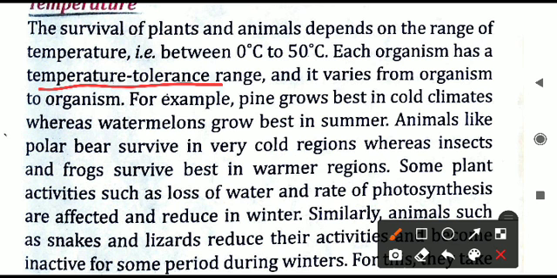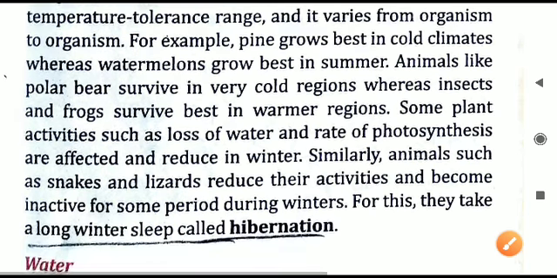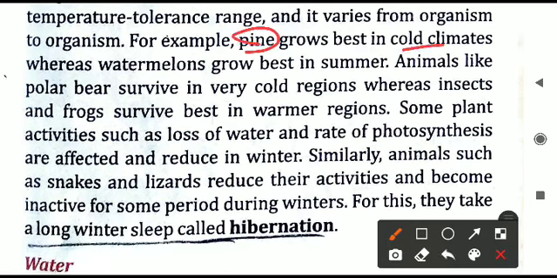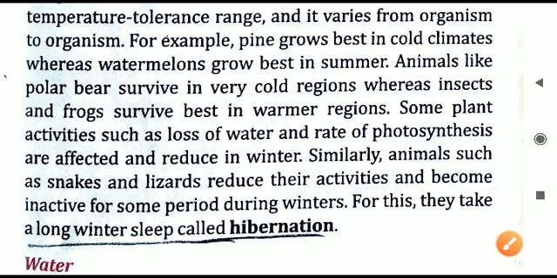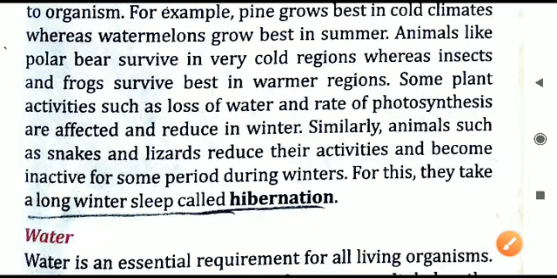Not only animals, different plants and trees and even the fruits and vegetables can grow only in a certain range of temperature. Let us see some examples now. Pine grows best in cold climatic conditions. Similarly, watermelons grow best in the summer. You can't grow watermelons in winter season, you can't grow them in the colder areas. So that is what is related to the temperature tolerance.